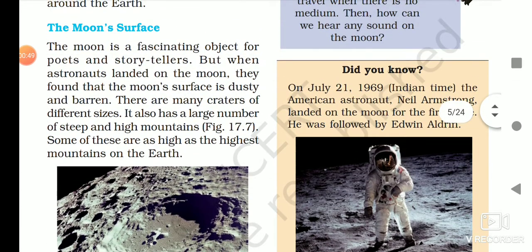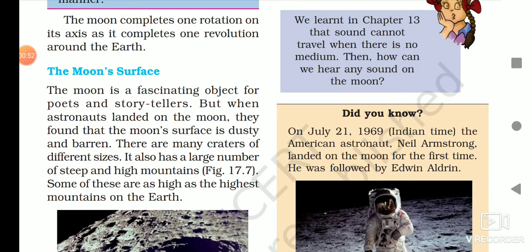So students, in the previous class we learned that the moon takes the same time to orbit about the earth as it takes to rotate about its axis. For this reason we can only see one face, or one surface, of the moon. And based on this surface, we know many fascinating stories from our childhood. But actually, the surface of the moon is full of rock and dust, and it is barren.